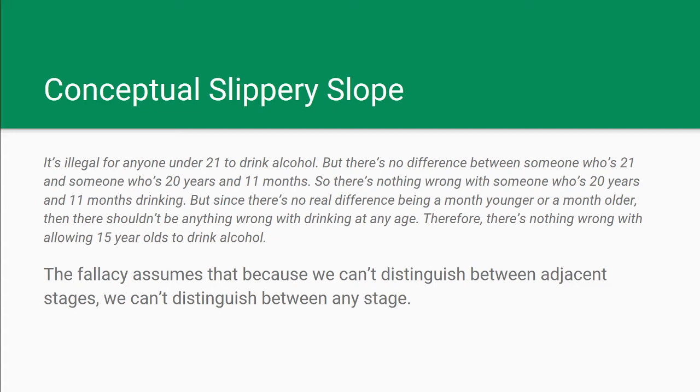So there's nothing wrong with someone who's 20 years and 11 months drinking. But since there's no real difference being a month younger or a month older, then there shouldn't be anything wrong with drinking at any age. Therefore, there's nothing wrong with allowing 15-year-olds to drink alcohol. Okay, do you see what's happening here? So this fallacy assumes that because we can't distinguish between adjacent stages, specifically the difference between 20 years and 11 months versus 21 years old, then we can't distinguish between any stage. So you can see how we went from 21 years and then we started to talk about 15-year-olds. Okay, that's a conceptual slippery slope.